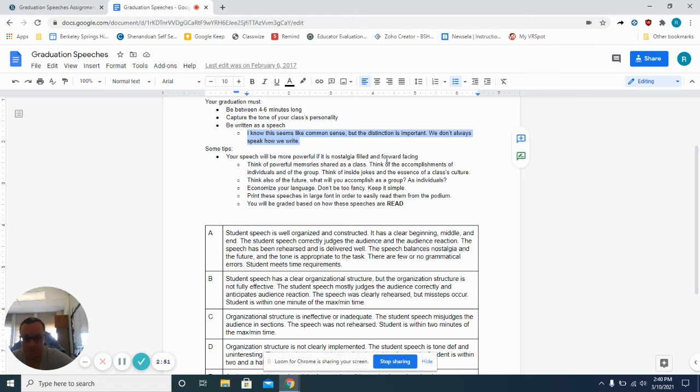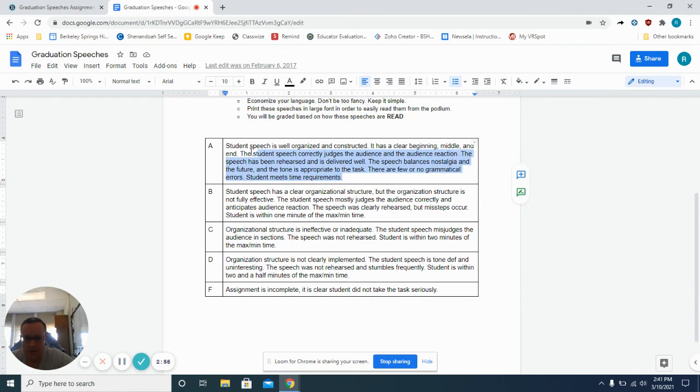Okay. And then here's some other tips to get you started. This is the rubric here. So to get an A, you have to have a well-organized speech. It has to be constructed clearly. It has to have a beginning, a middle, and an end. The student speech needs to judge the audience's reaction. So you need to try to solicit a reaction from your audience. And you need to rehearse it and deliver it well.